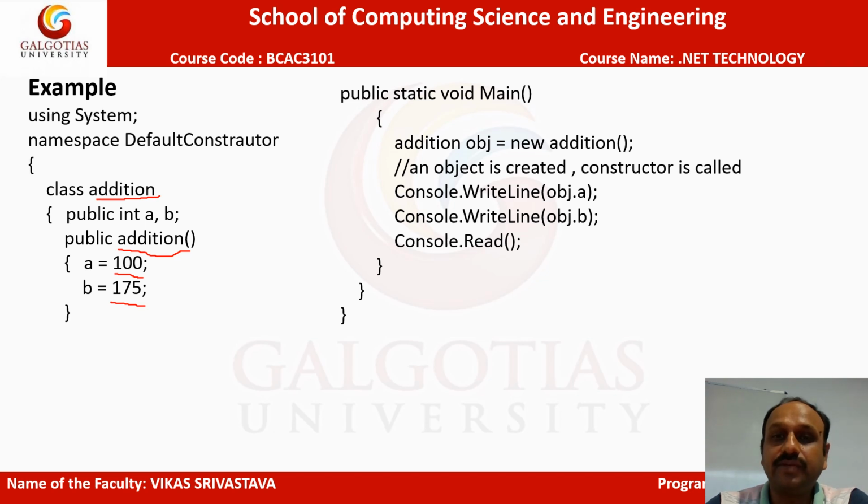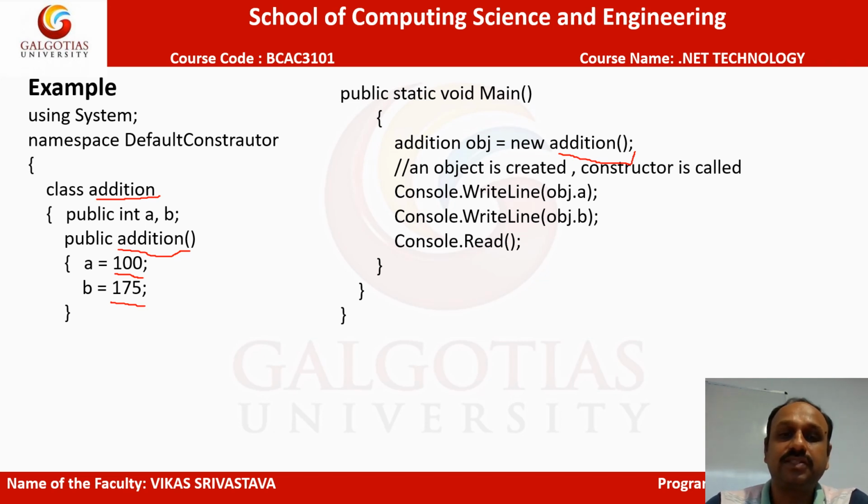The moment you create an object, it calls the default constructor. It means the Addition constructor will be called, and the values are initialized: A is equal to 100 and B is equal to 175. Likewise, you are able to access these outside because of the public access modifier. So here you understand the concept of the default constructor.